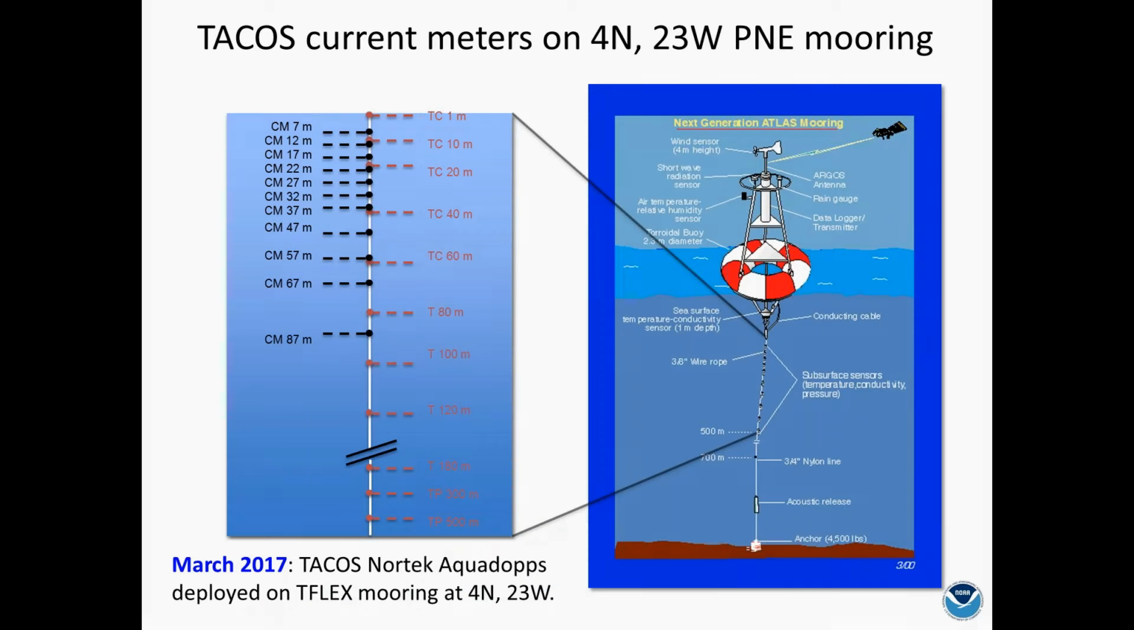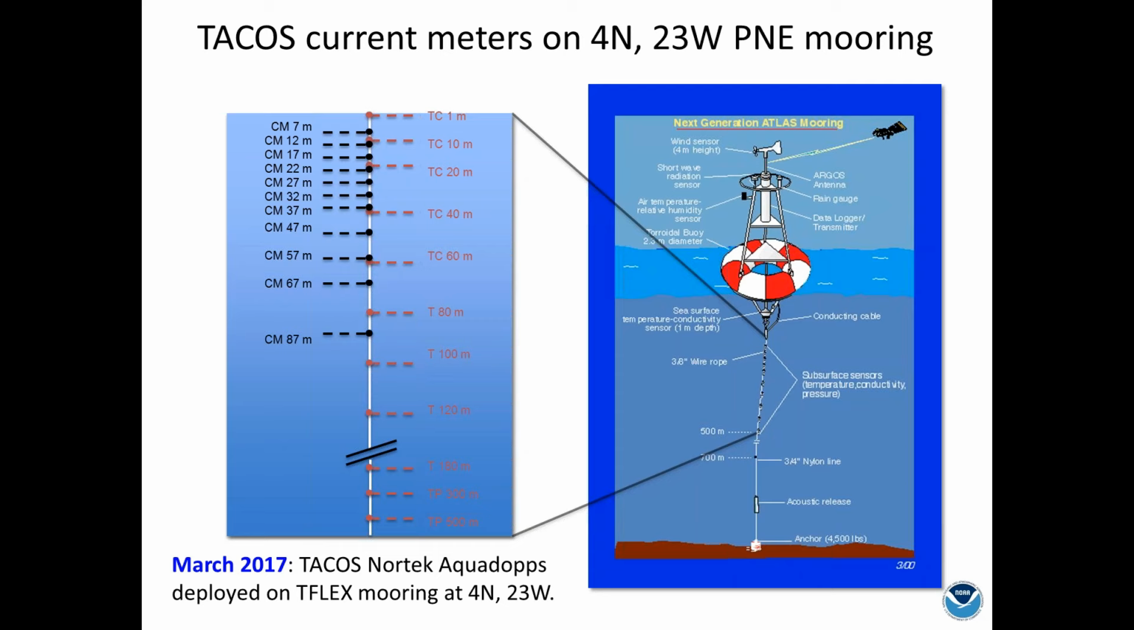So this brings us to TACOS. What we did was we deployed in March 2017 at the 4 North 23 West PIRATA mooring. The right panel is showing you what that mooring looks like. This is on the next generation of the PIRATA mooring, which is a T-Flex mooring. It has a standard MET package, and on the right panel, you see these red lines that show you TC and T. Those are temperature and salinity measurements at various depths down to 500 meters.